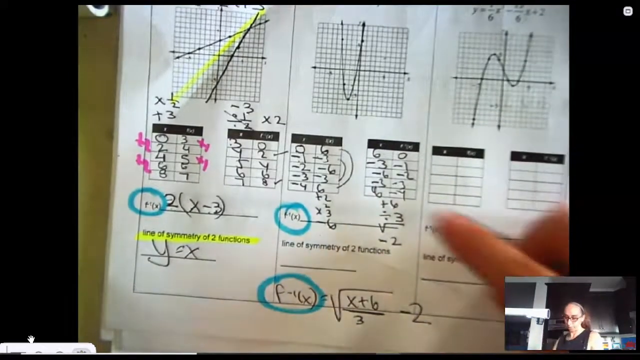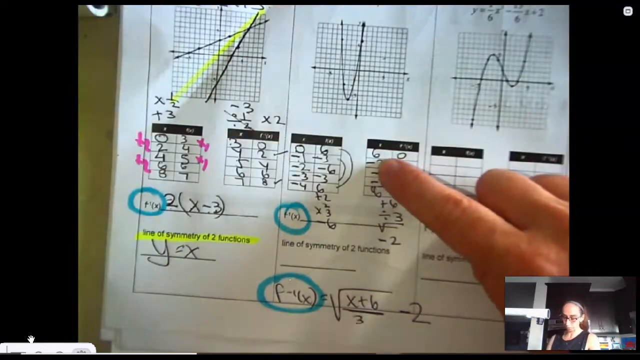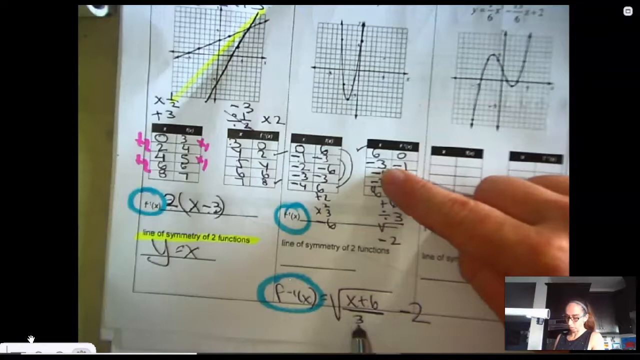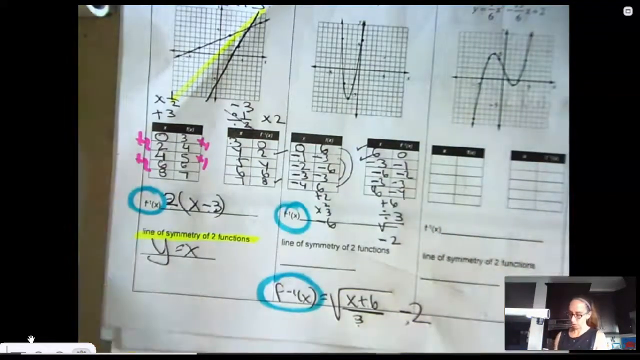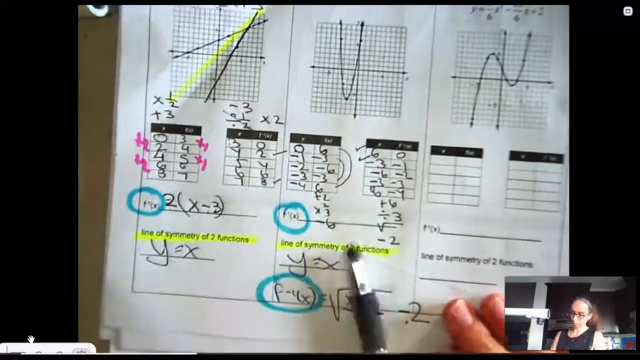All right, let's check it. 6 plus 6 is 12, divided by 3 is 4. The square root of 4 is 2, minus 2 is 0. Cool. -3 plus 6 is 3. Divided by 3 is 1. The square root of 1 is 1. Minus 2 is -1. I know that I'm good to go. What's the line of symmetry every time? Y equals x. Ready? Let's graph it.